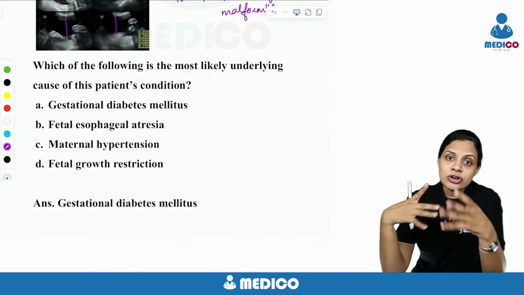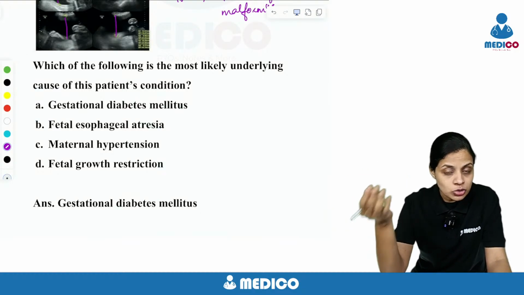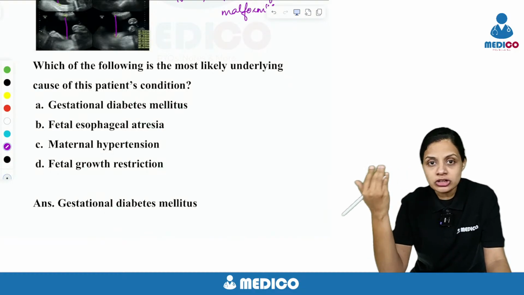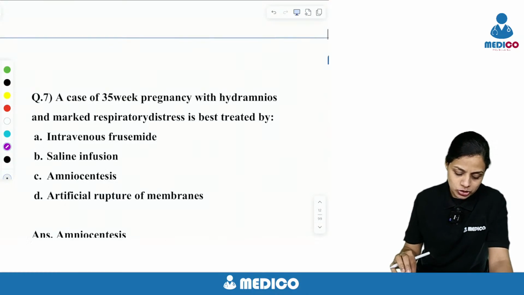Because there is a lot of fluid for the baby to move around, malpresentations are common. And when the fluid comes out, the cord may jump out along with it, which is called cord prolapse. So all these complications are more with polyhydramnios.